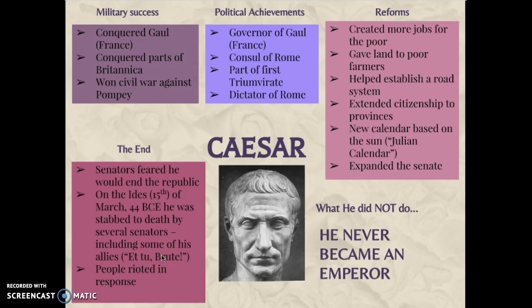Remember, two important phrases here. Crossing the Rubicon means you've declared your intentions and you can't go back. And et tu, Brute, when your friend betrays you. And hopefully you don't have to use that very often. So people rioted in response. There were all these allegations, but he never became an emperor.